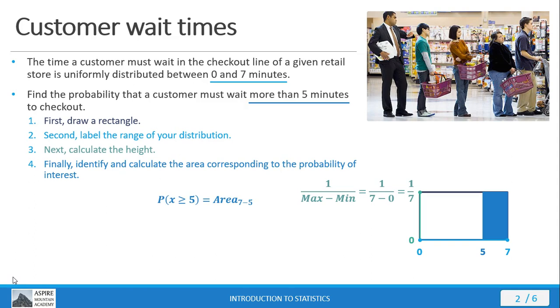Then we are going to be looking for the area of that rectangle. Well, it's just length times width, or in this case, width times height. The height is the 1/7 that we calculated earlier. The width of the rectangle is 7 minus 5. So when we punch those numbers out, we get 2 times 1/7, or 2/7, which when we divide 2 by 7 gives us 0.286. So there's a 28.6% chance that we're going to have a wait time greater than 5 minutes.